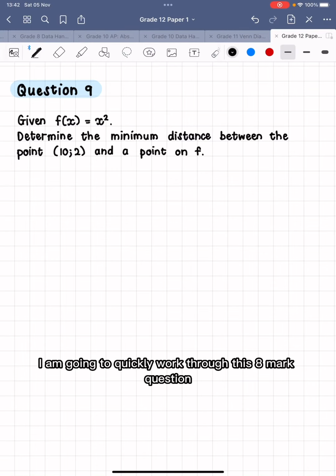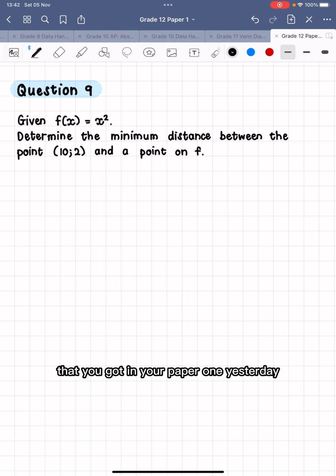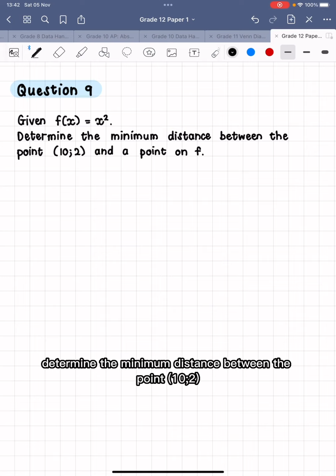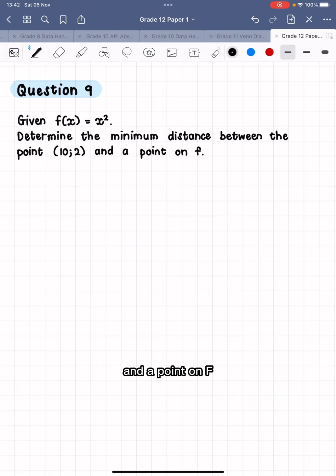Hello everyone, I am going to quickly work through this 8-mark question that you got in your paper 1 yesterday. So the question is saying that given f of x, which is x squared, determine the minimum distance between the point (10, 2) and a point on f.